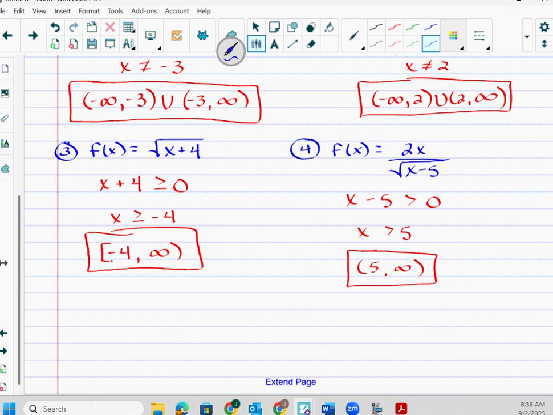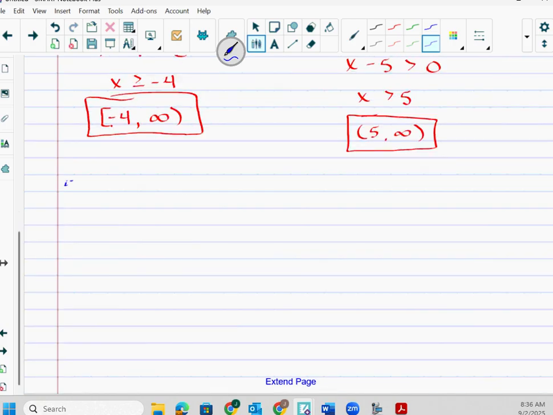All right, questions so far? Okay. They're going to get a little trickier now. Let's say f of x is equal to the square root of x squared minus 4.